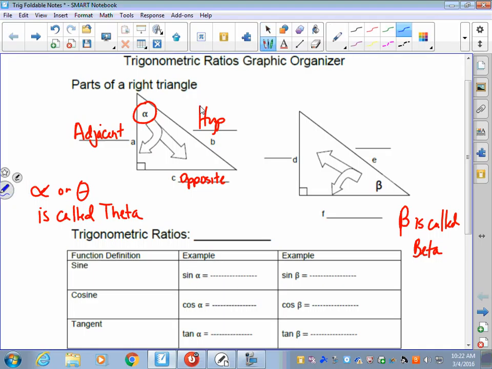On this next one, B, this beta right here, that's our reference angle. I want you to fill in the blanks in relationship to that. D would be the opposite. F would be the adjacent. And E is our height, our hypotenuse. Okay? Are we okay on that? Okay, that's the basic foundation. What we're going to do next is based on this.